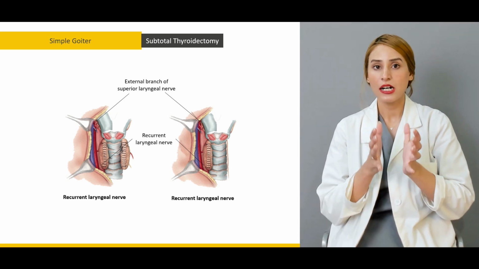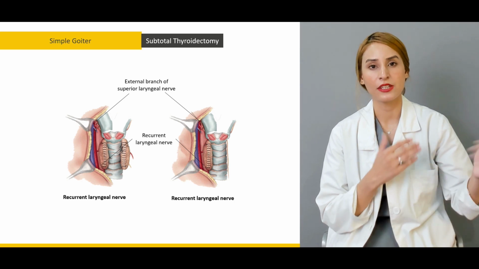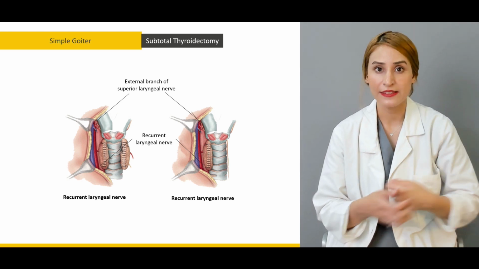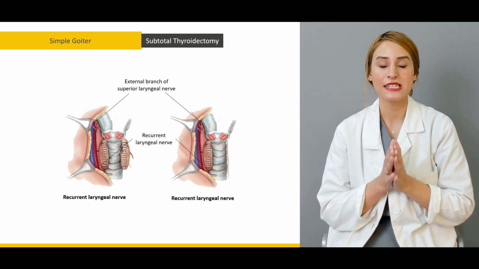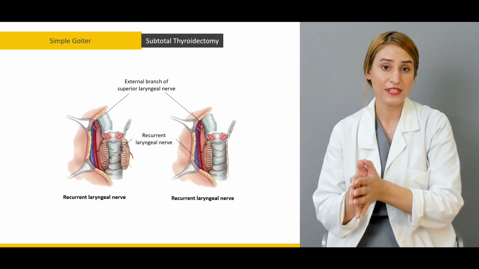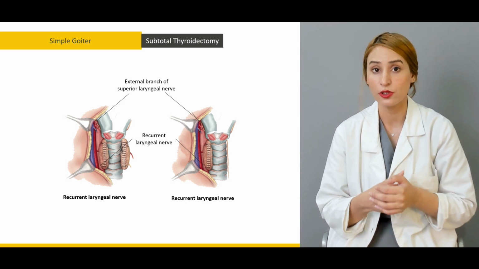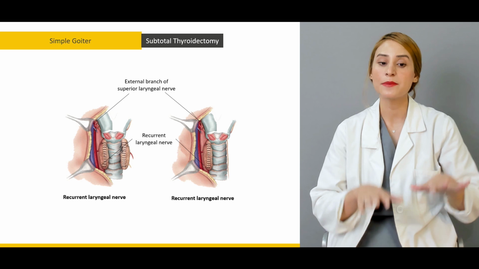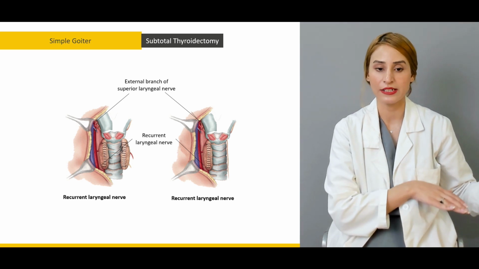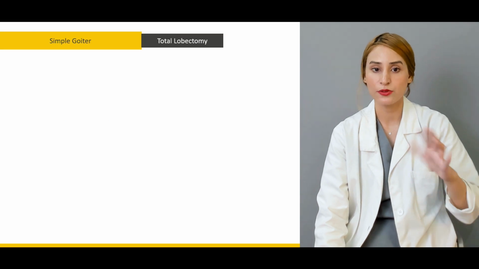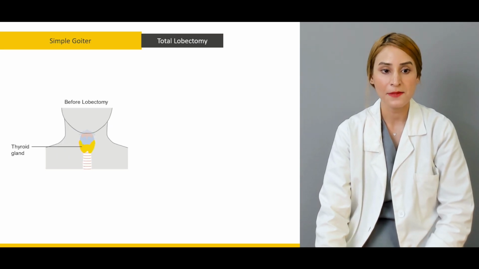Whenever you are ligating the inferior thyroid artery or the superior thyroid artery, there is a risk of damage to either the external branch of the superior laryngeal nerve, or you can also damage the recurrent laryngeal nerve. But there is more risk of damaging the recurrent laryngeal nerve as compared to the superior laryngeal nerve. So in subtotal thyroidectomy, you have to take care of these things.